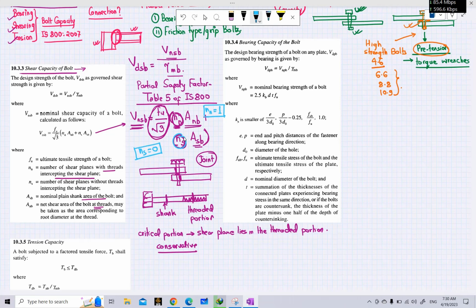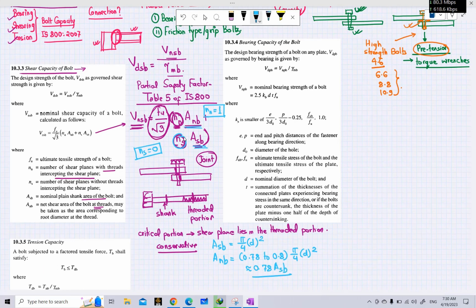And how do we calculate this area here? Asb is the shank area. We can take this as pi by 4 into the diameter of the bolt whole square. And for Anb, that means the area at the threaded portion, what we generally do is take 0.78 times the shank area. So we generally take this as 0.78 into Asb.